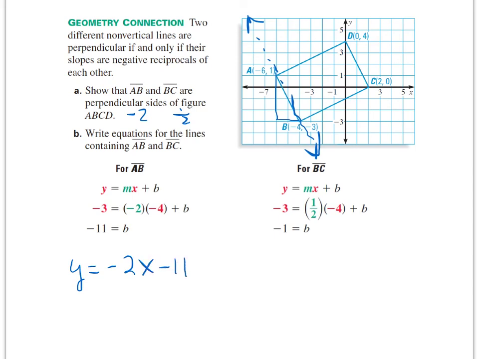And for BC, we'll do the same thing. The slope is 1/2. We can use that same point since it's in both of them. x is -4, y is -3. 1/2 of -4 is -2. So you can add 2 to both sides and you get b is -1. And the equation of that line is y equals 1/2 x minus 1.